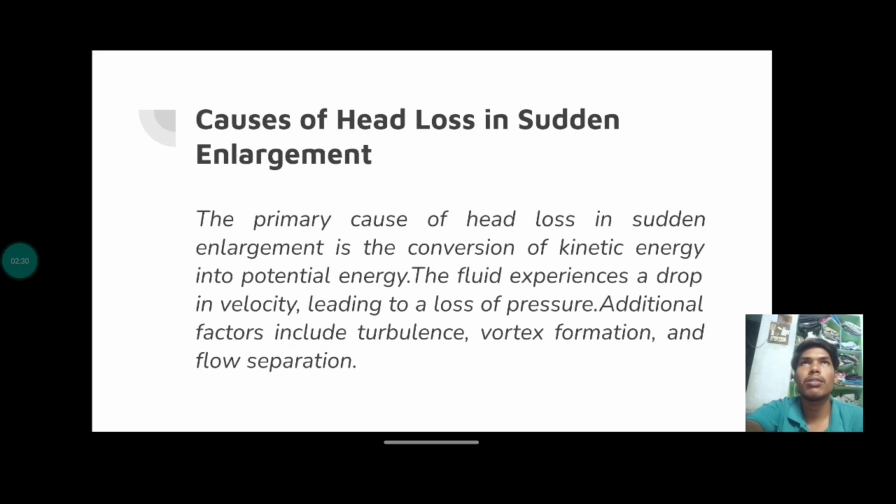What is the meaning of cause of sudden enlargement? It means where the pipe suddenly increases in diameter, which changes the velocity of flow in the system. The energy is converted from kinetic energy to potential energy. In this, there are additional factors, that is turbulence, vortex formation and flow separation.